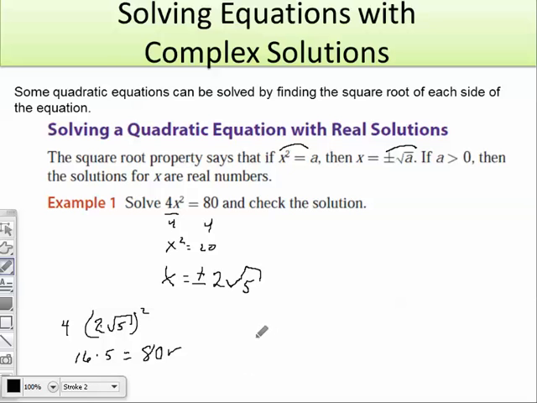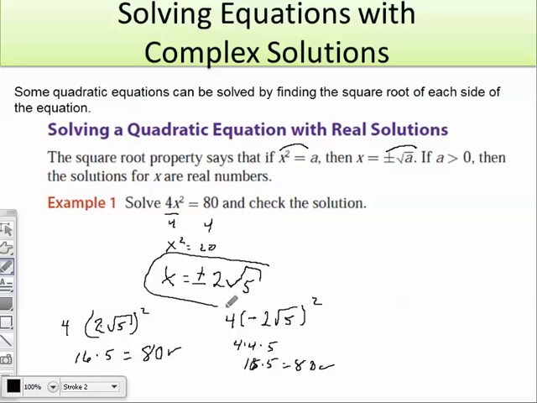So let's use the negative version of it. We've got 4 times negative 2 square roots of 5, quantity squared. Well, the negative becomes a positive, and the 2 becomes a 4. We get 4 times 4 times 5 again, 16 times 5, which is equal to 80. Check. They both checked out. So that would be my solutions to this particular problem.